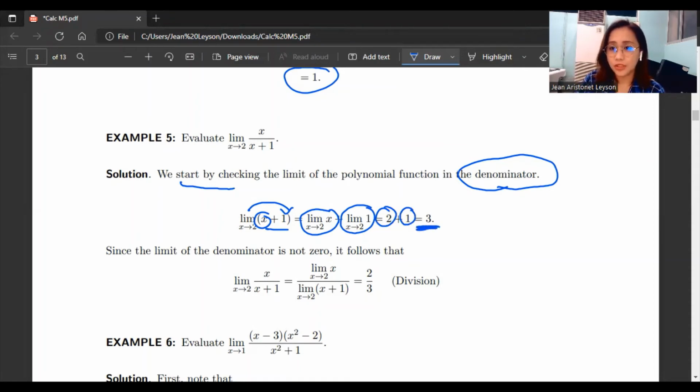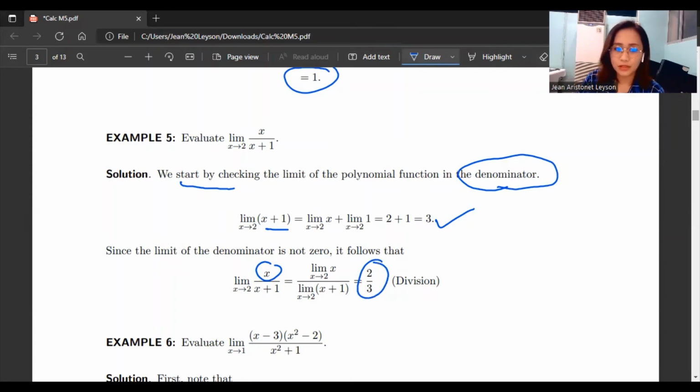Now that we are able to determine that our denominator is not 0, we can go ahead and proceed with applying the division rule. Now, we need not solve for the denominator since that's already done. We already know that our denominator is 3, which we have solved earlier. So we only need to evaluate the limit of our numerator. It so happens that our numerator is x. So applying substitution rule, that's the limit of x as x approaches 2. So substituting x with 2. Therefore, the limit of the function is 2/3. Okay.